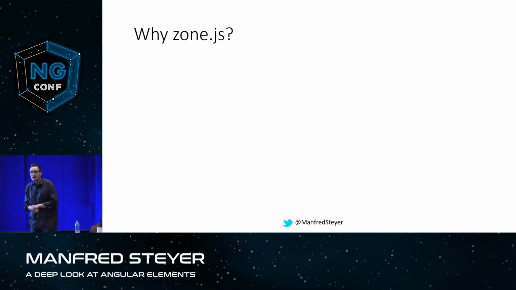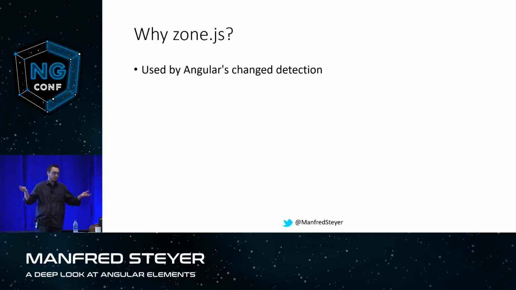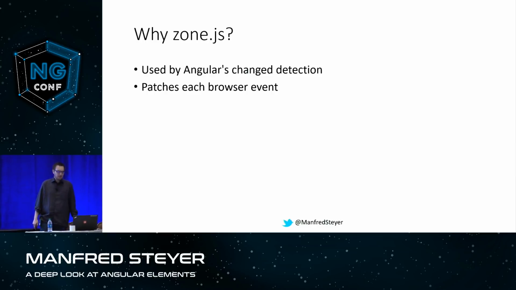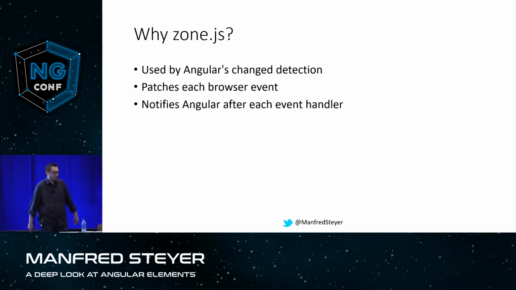So first of all, why do we need zone.js at all? Well, the short answer is zone.js is used by Angular for change detection. What it does is it patches each and every browser event so that it can notify Angular that an event handler has run, and that means Angular has to do change detection. So it gives Angular a hint every time change detection needs to be run.